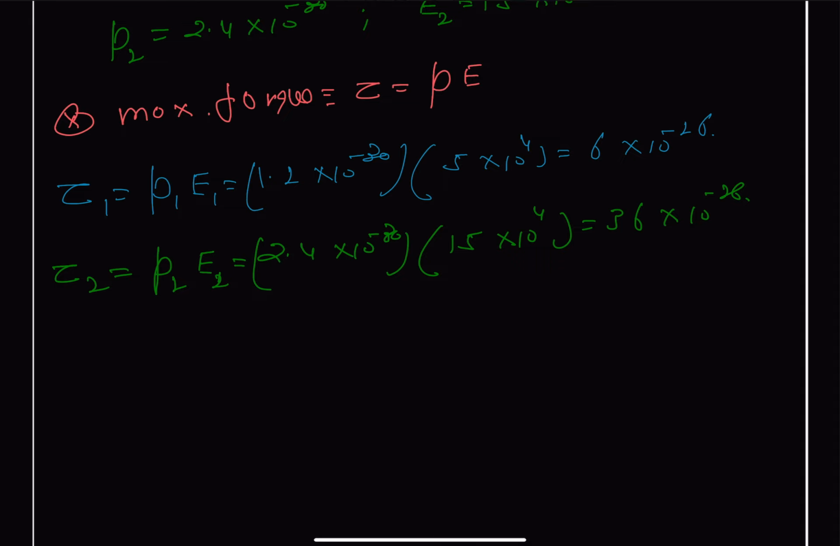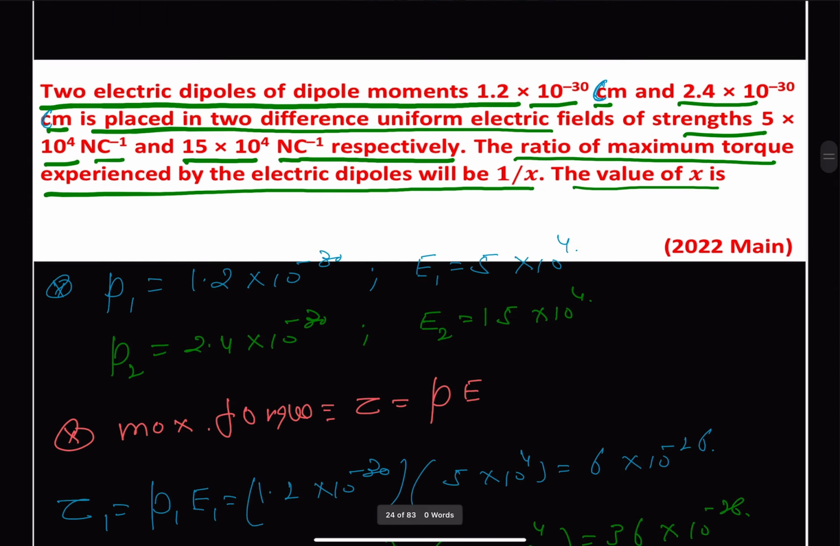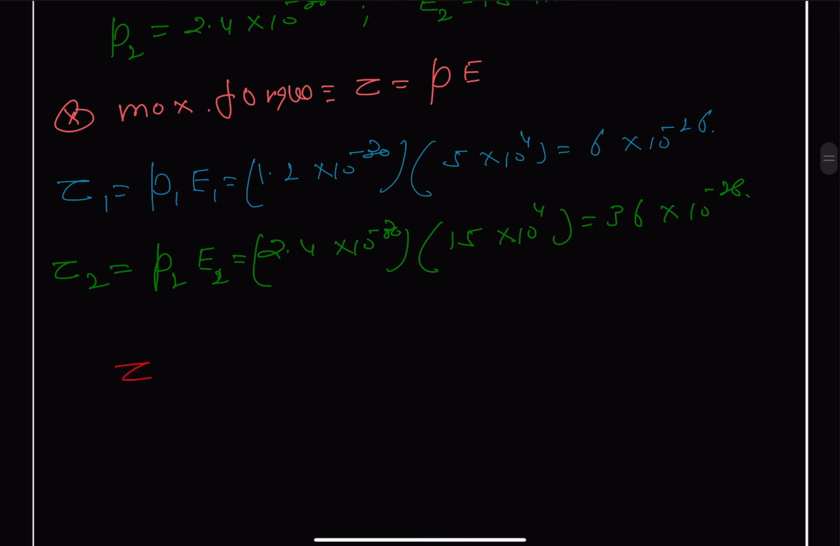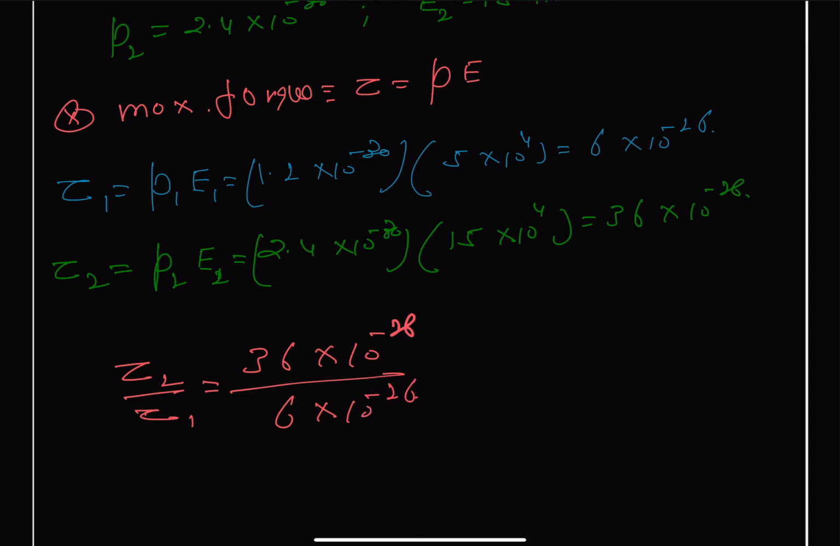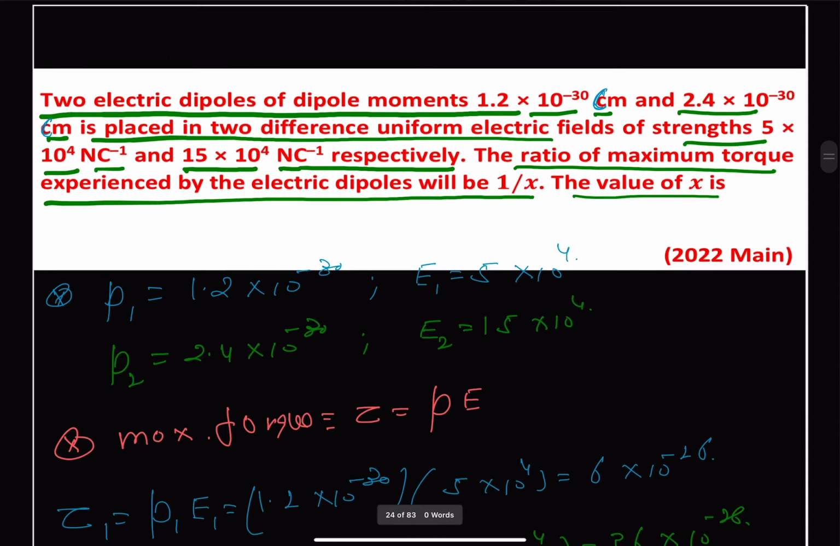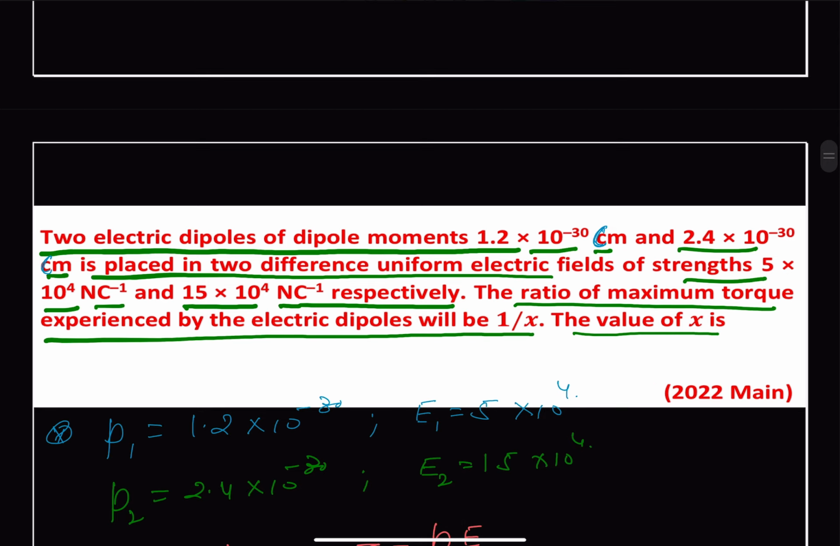The ratio is 1 upon x. So you can say tau 2 upon tau 1 will be 36 into 10 to the power minus 26 divided by 6 into 10 to the power minus 26, and this goes by 6, which comes as 6. We are given this as 1 upon x. The maximum torque experienced by the electric dipoles will be, okay.